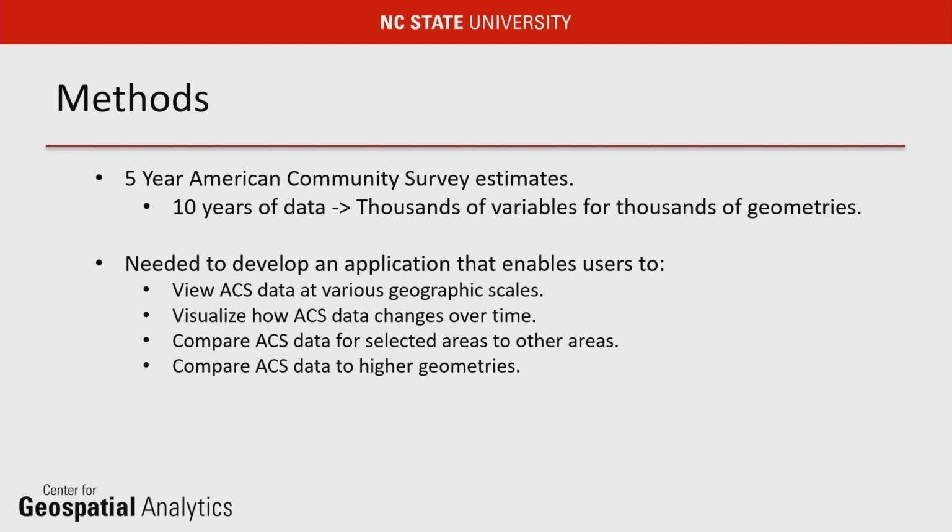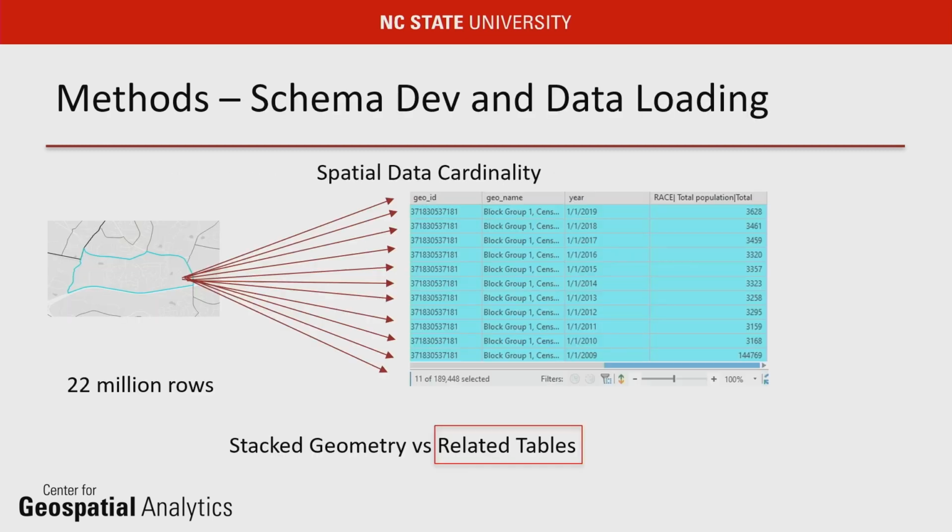So at state, tract, block group, all these different scales that are available in this data. They need to be able to visualize how the data changes over time. They need to be able to compare this data for selected areas to other areas. So select one census tract, compare it to another census tract. And they also need to be able to compare to higher geometries. So say they select a census tract or block group, they need to be able to compare that to another tract, to the county, to the state. So that's a lot of requirements, right?